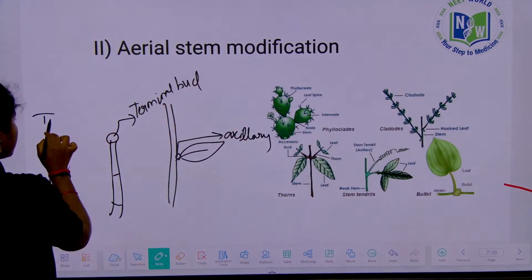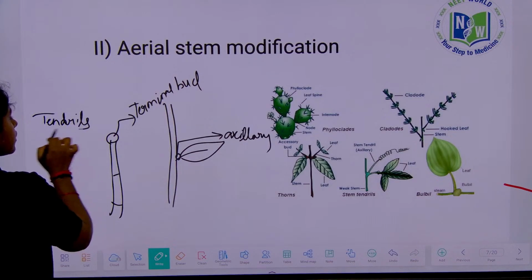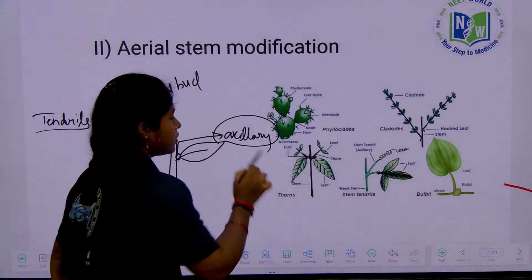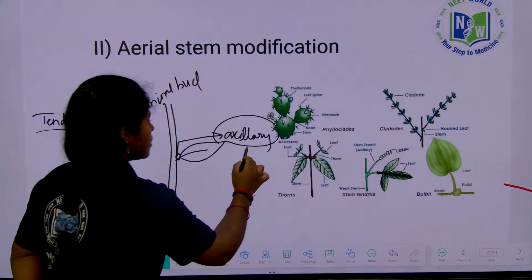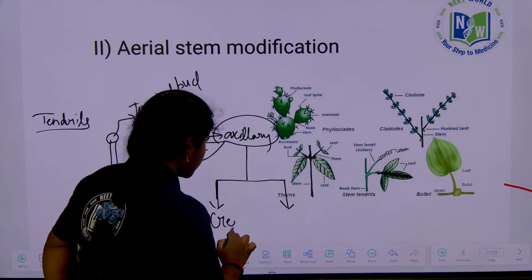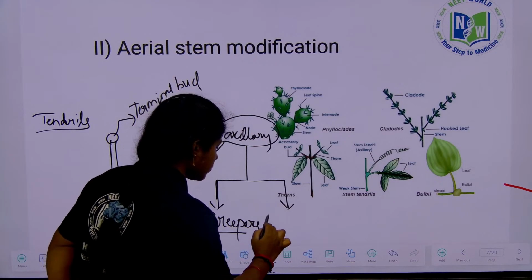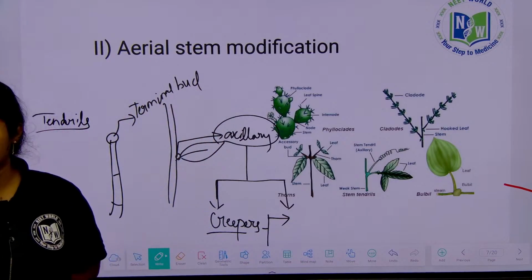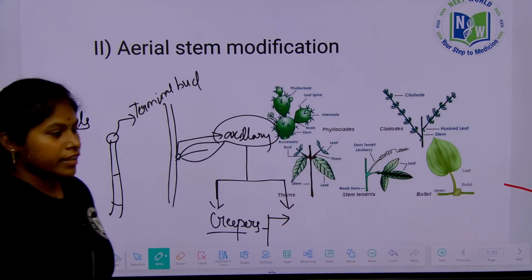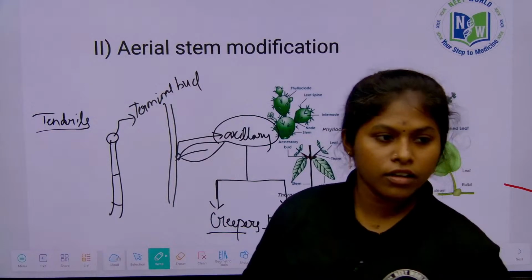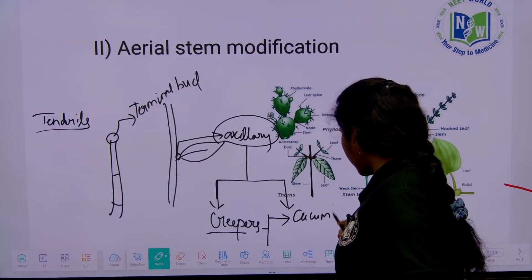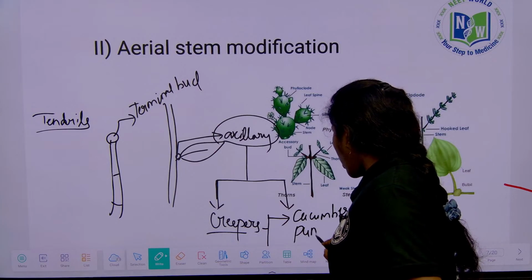The first aerial stem modification is tendrils. Tendrils are slender coil-like structures. If the tendril is arising from the axillary bud, all those are creepers. What are the creepers? Pumpkins, watermelons. They cannot climb, so they are not climbers. They are creepers. The examples are cucumber, watermelon, pumpkin. All gourds come under creepers.